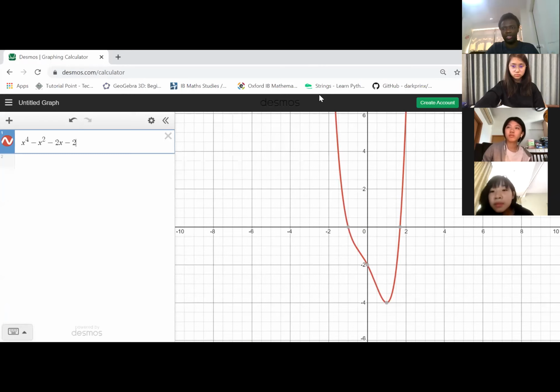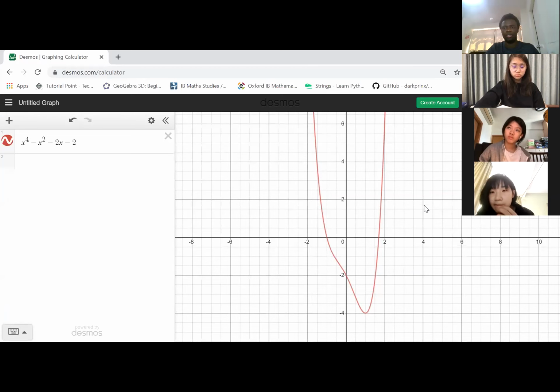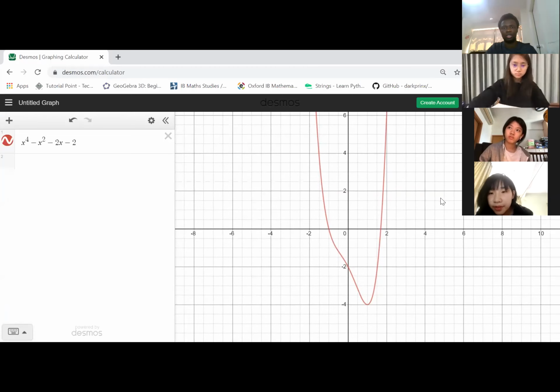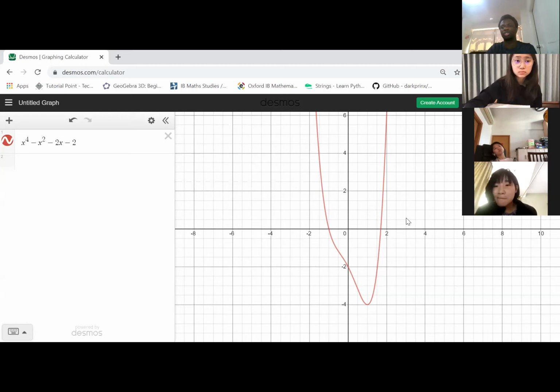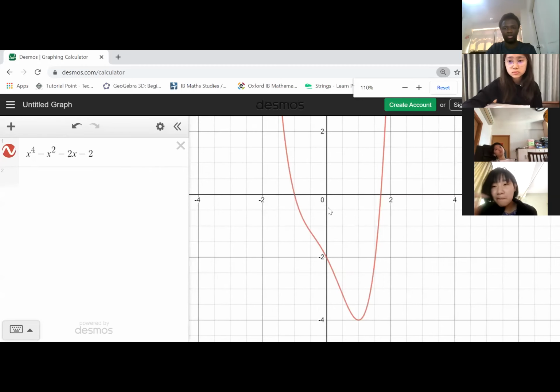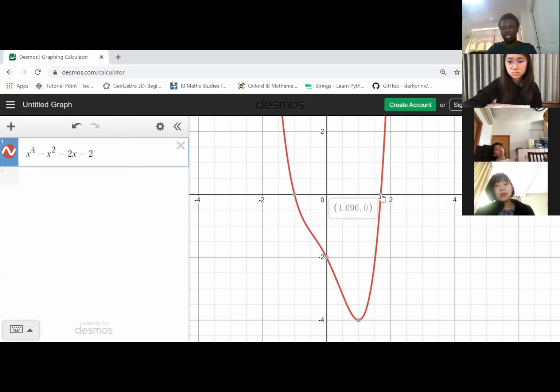If you plot this, you could see that it touches how many places? 4. Touches the x-axis, Kelly. When you are saying 2, yes. You are looking at how many places it crosses the x-axis. Where it crosses the x-axis is the solution. And one of them is definitely what? -1. That's what we have mentioned. The other one is this, 1.696. So those are the two answers for x.